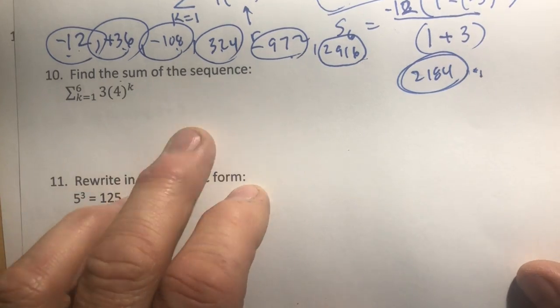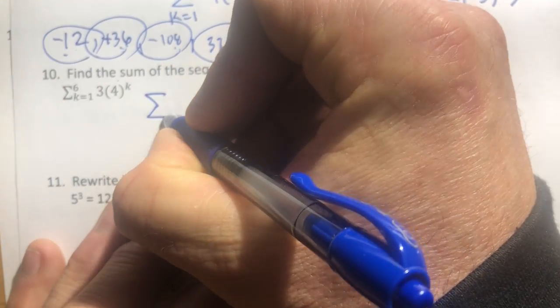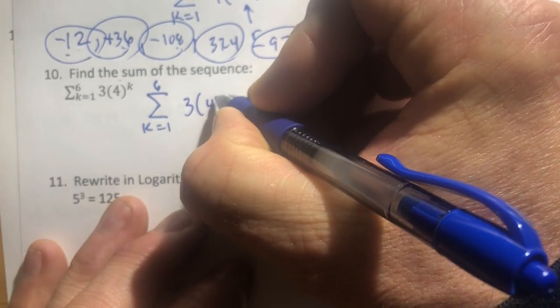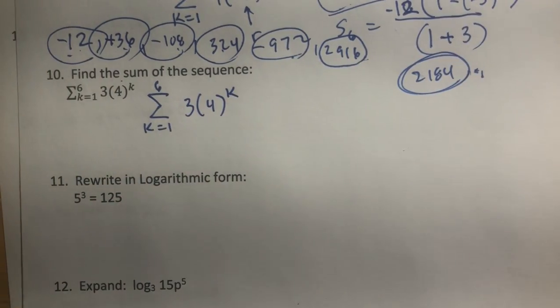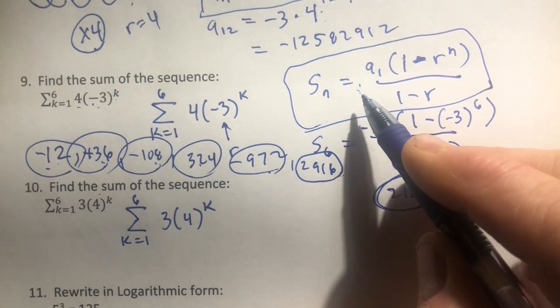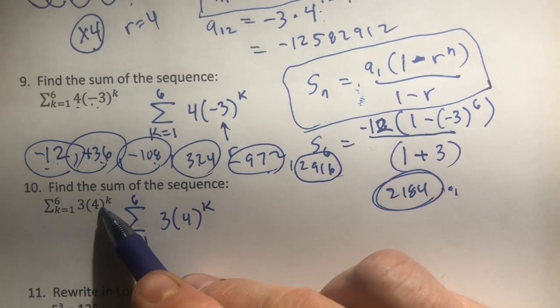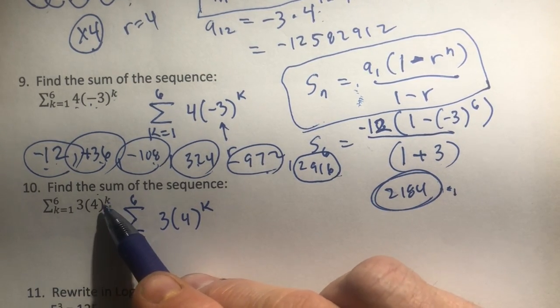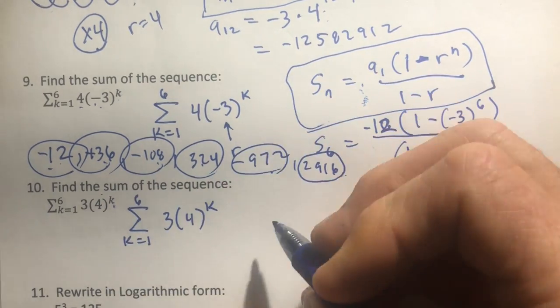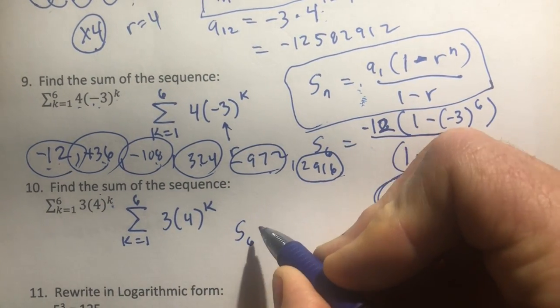Number 10, find the sum of this sequence. All right, so let me write it out again like it's supposed to be. It's supposed to be k equals 1 down here, 6 up there, and then 3 times 4 to the k power. All right, now I'm going to move this down because I'm going to use this formula again because this is geometric. See, it's got the power. K is the power. So from 1 to 6, that's 6 terms. So I want to find the sum of these 6 terms.